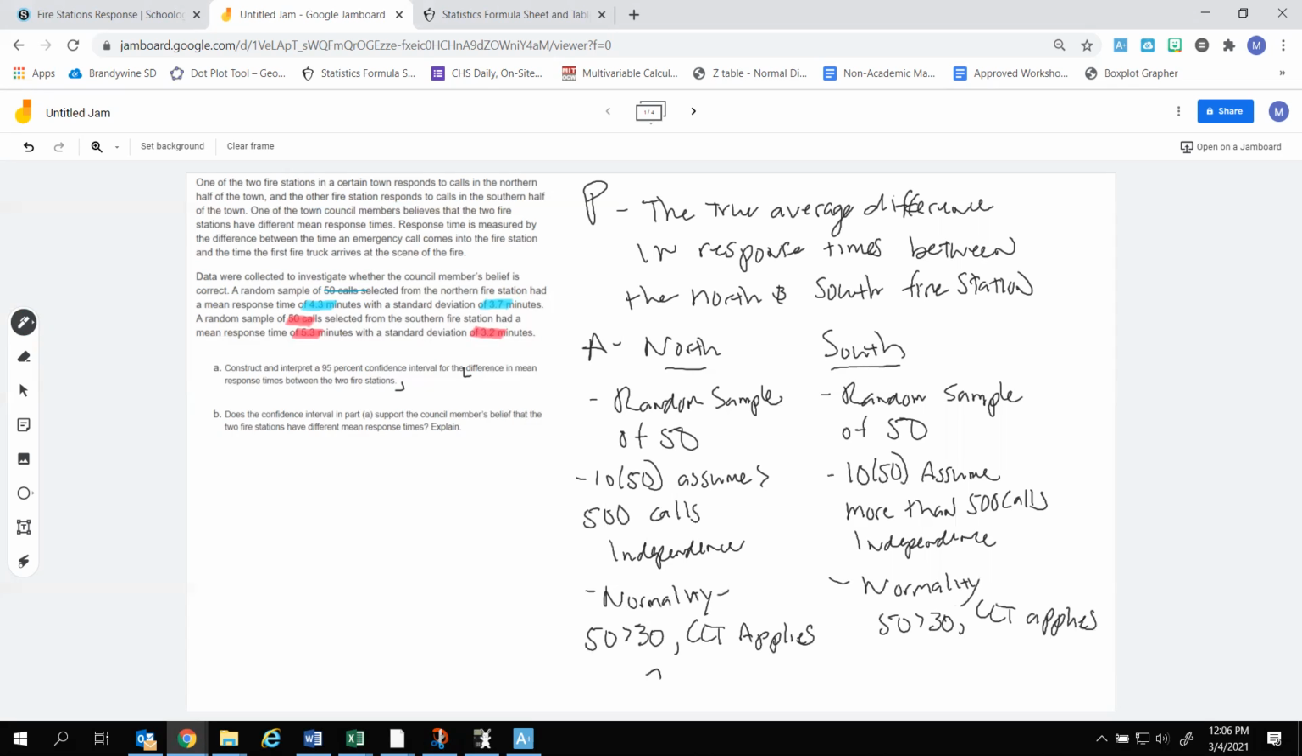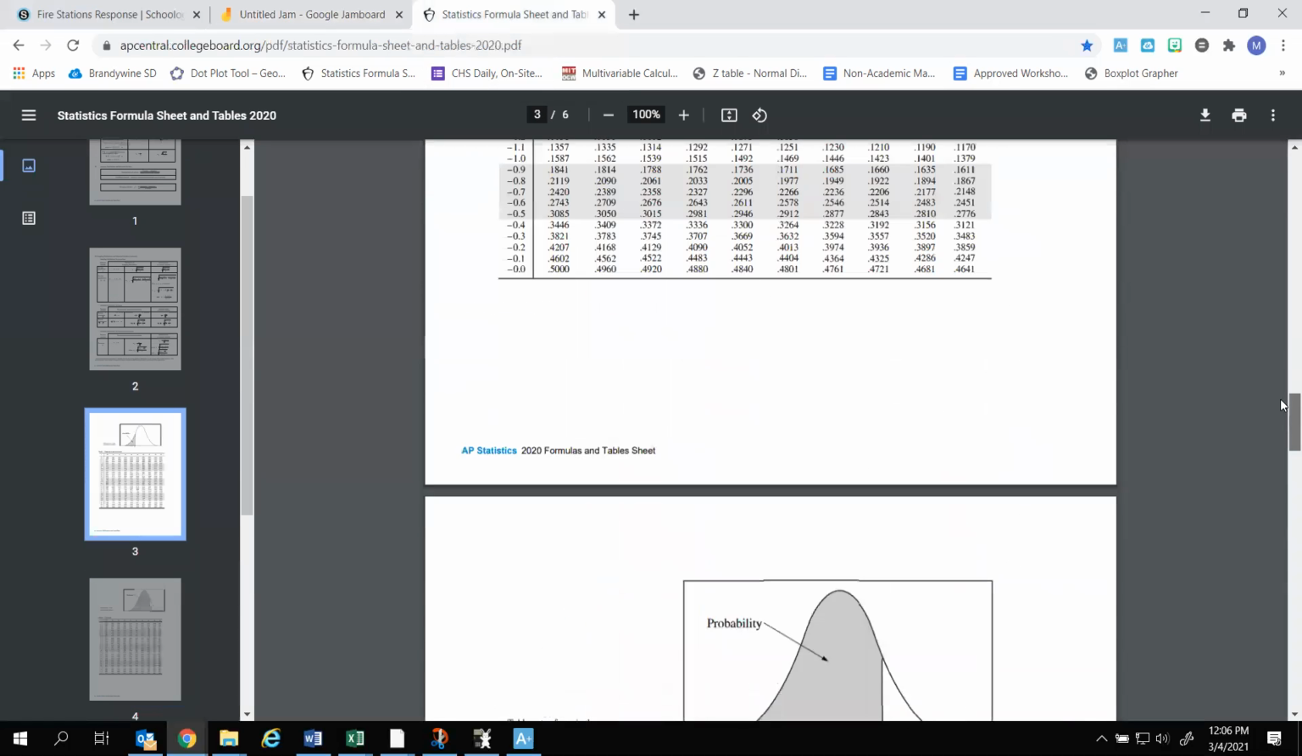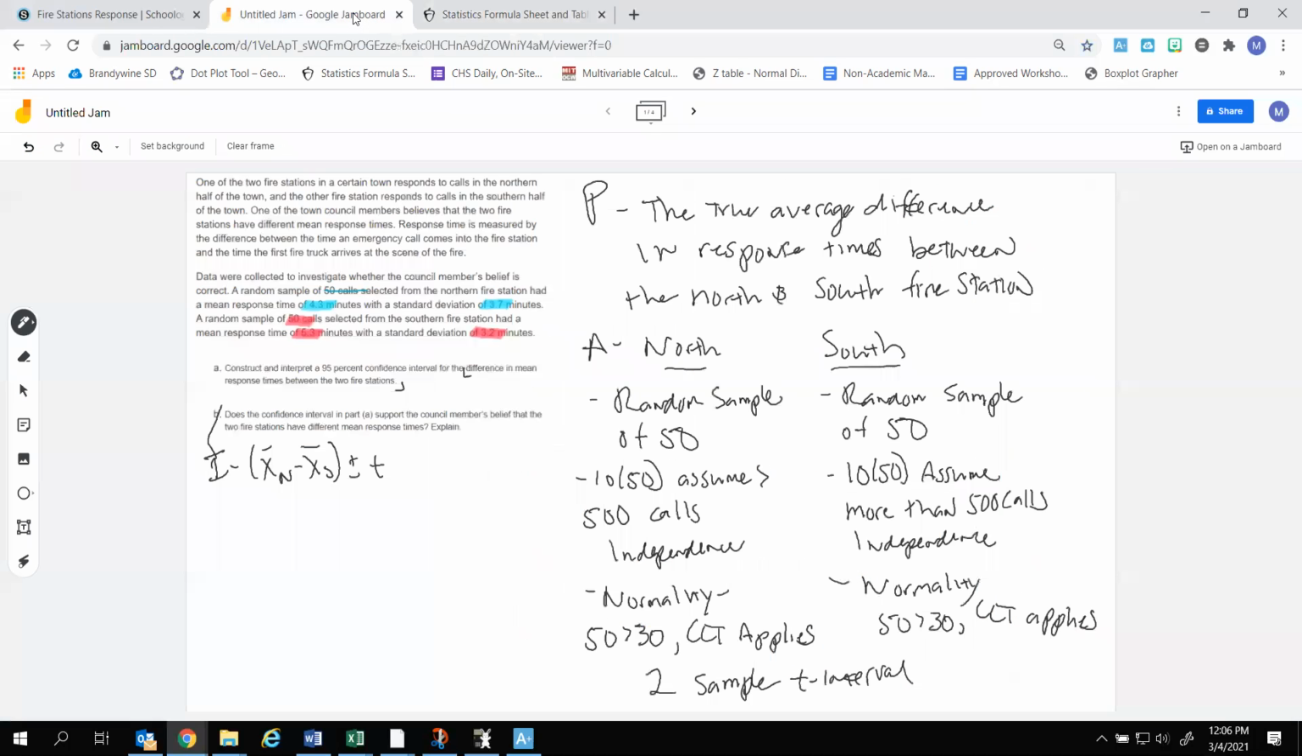All right, the name of this is a two sample T interval. Let's go ahead and figure out the interval. The general formula is the mean of the north minus the mean of the south, plus or minus the t-score times the standard deviation. For standard deviation, once again, just hop over to your formula sheet, and it is right here. For two different populations, it's the square root of S1 squared over N1, plus S2 squared over N2.